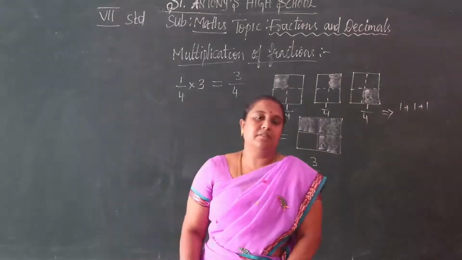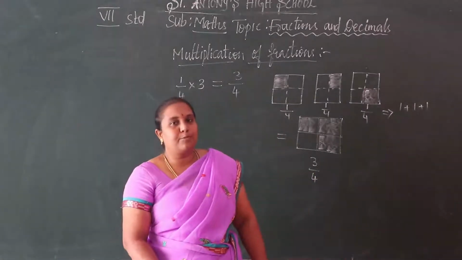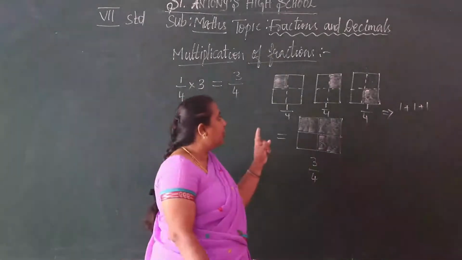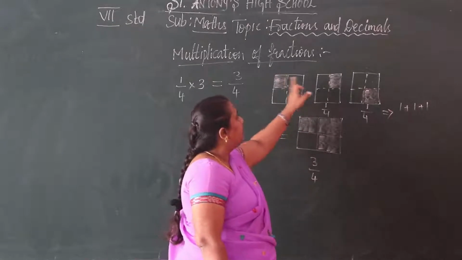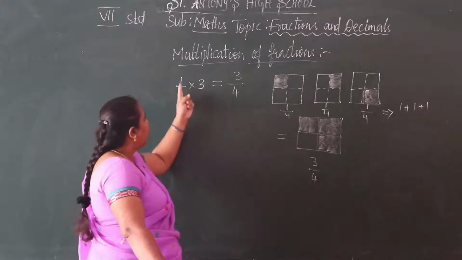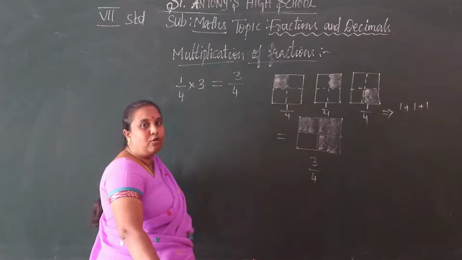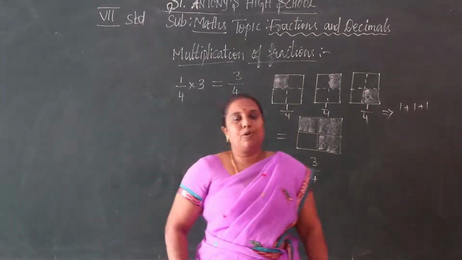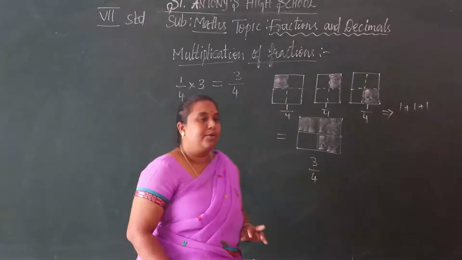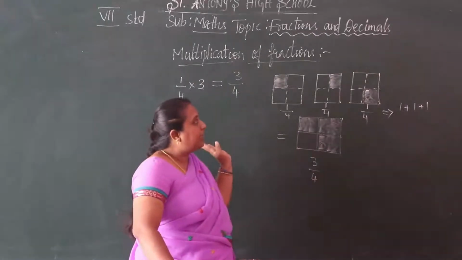Okay, so one thing I am telling you, you should keep in your mind: multiplication is the reverse process of addition. So here we are adding this 1, 2 and 3, and we are getting 3 by 4. So we are multiplying 1 by 4 into 3, that is 3 into 1 is 3 by 4. So multiplication is the reverse process of addition. Okay, that you can get in a 1 mark question.